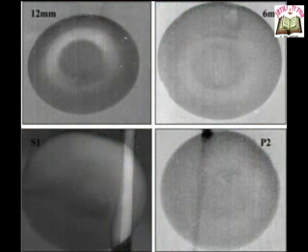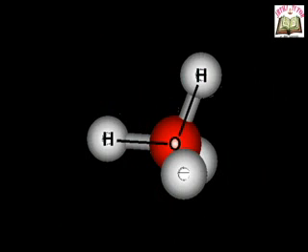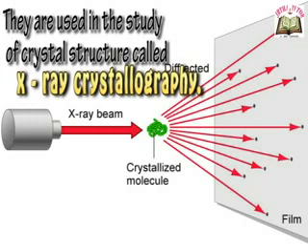A special technique called radiography is used to detect cavities in castings, cracks in weldings and flaws in the parts of machines using X-rays. This technique is called radiography. X-rays are also used to study crystal structure, called X-ray crystallography.